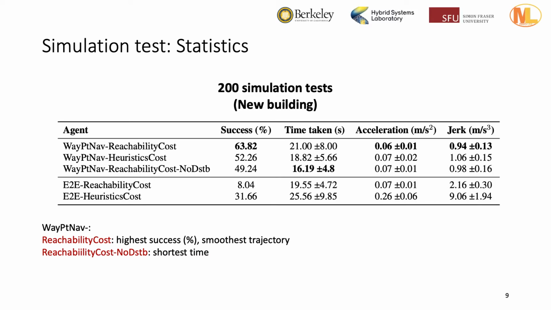Now, after we train a CNN on those training data, we run 200 simulation tests in a new building in the Stanford dataset. With our reachability cost, the robot has the highest success rate and smoothest trajectory, according to the lowest acceleration and lowest jerk. Without disturbances, the robot takes the shortest time to reach the goal. However, the robustness of the framework largely decreases. End-to-end learning is generally worse.